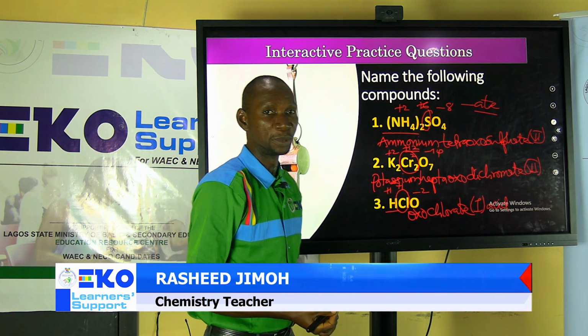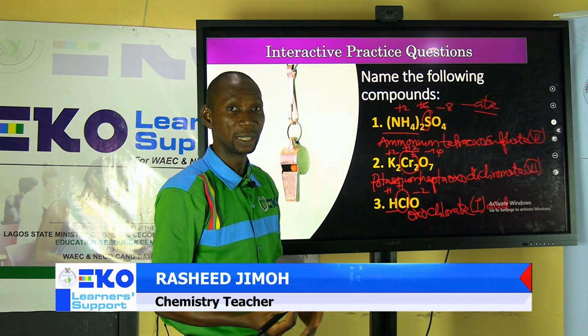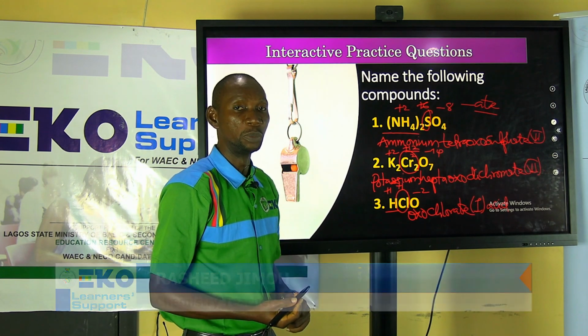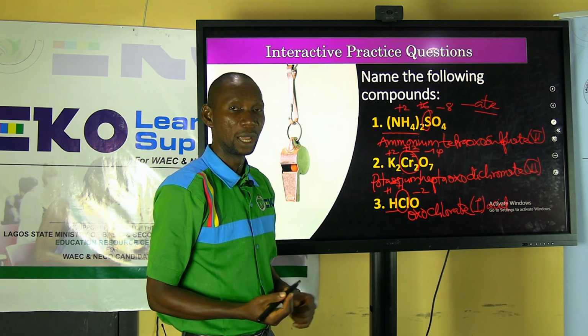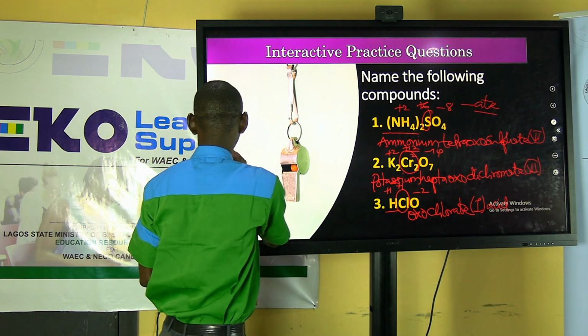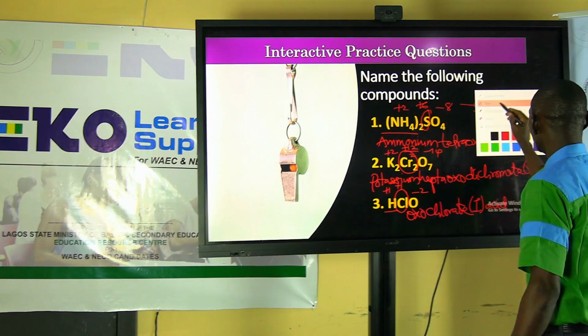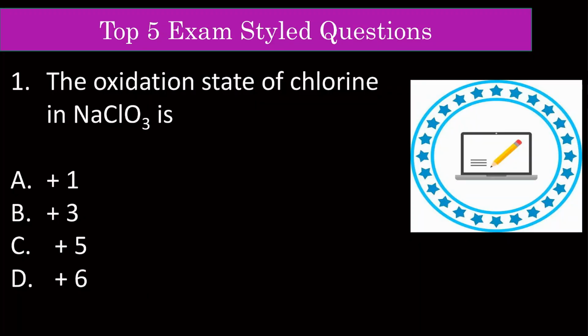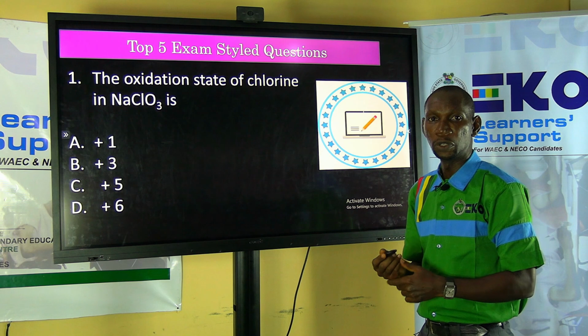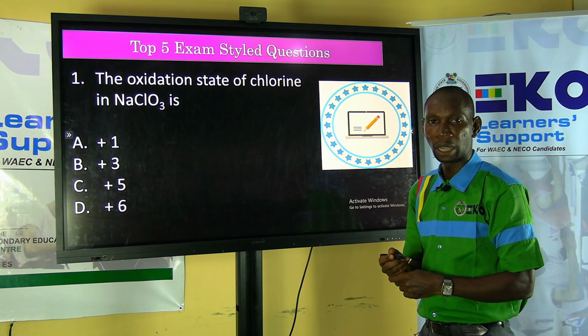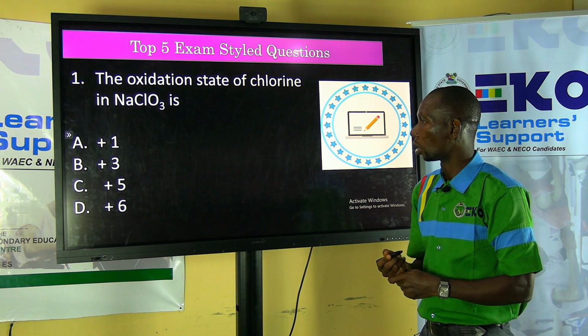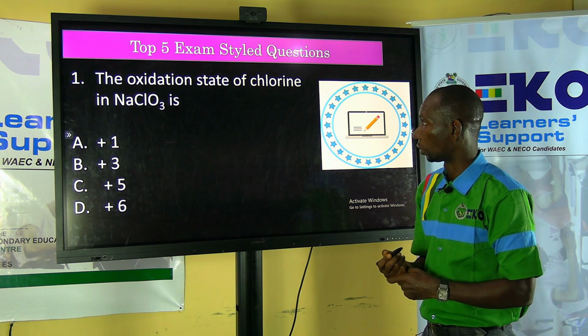I hope that this has been very helpful. With practice, I can assure you that you will be able to name as many compounds as you come across. Okay? Just move on very quickly to our top 5 exam-style question. The oxidation state of chlorine in NaClO3 is, pause the video right now, work it out, and let me know what is the option that you went for.